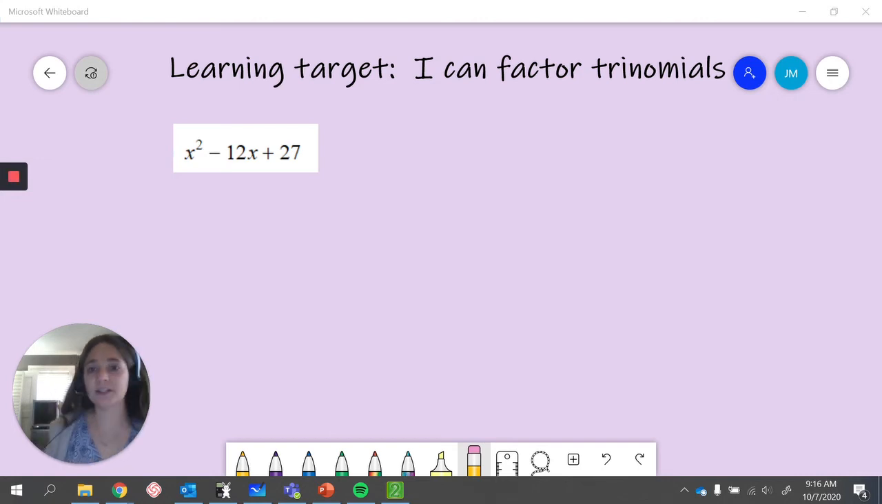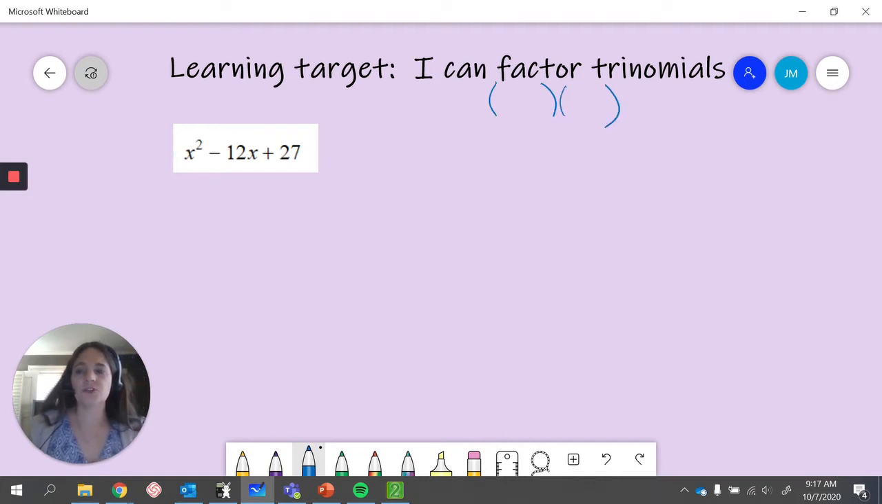Hi there. Today our learning target is I can factor trinomials. So here is a quadratic trinomial because the highest exponent is 2. A trinomial means that there are 3 terms, and we are going to be undoing distribution. Our final answer for these types of problems is going to be 2 sets of parentheses.